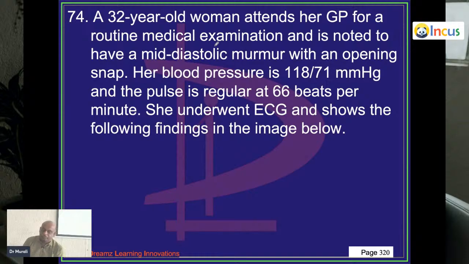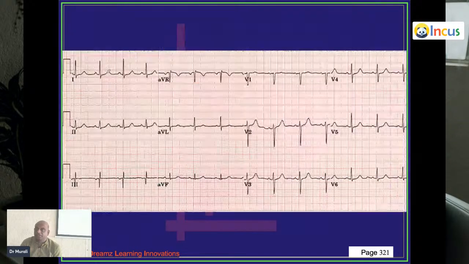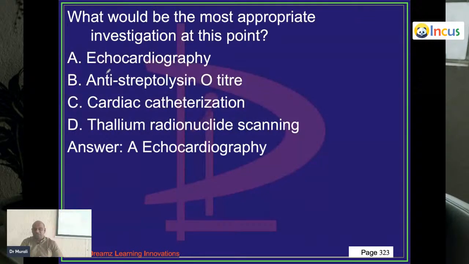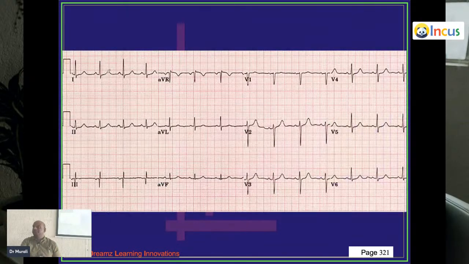A 32-year-old, mid-diastolic murmur with opening snap, finish. The moment you say mid-diastolic murmur with opening snap, it is mitral stenosis. So the best investigation is what? Echo. What you are seeing is actually a normal ECG.